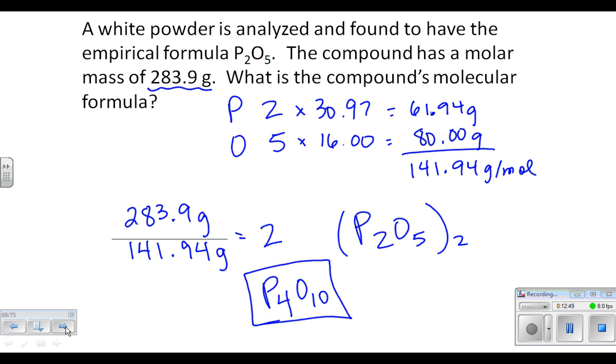Remember, empirical formula is your lowest whole number ratio. Molecular formula would be the multiple ratio, the actual ratio in the formula.